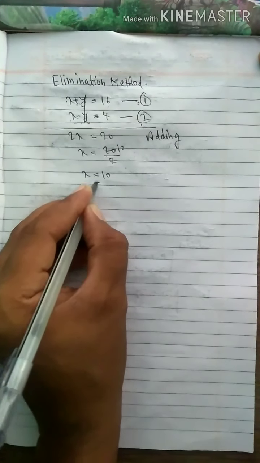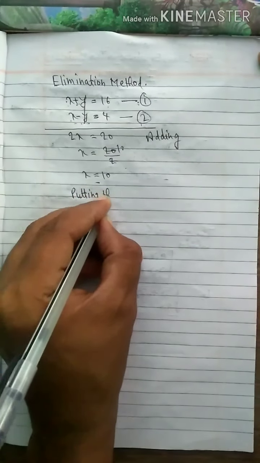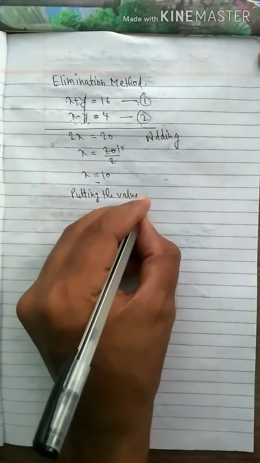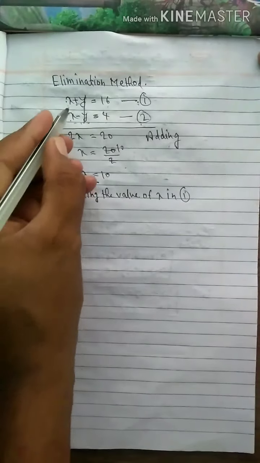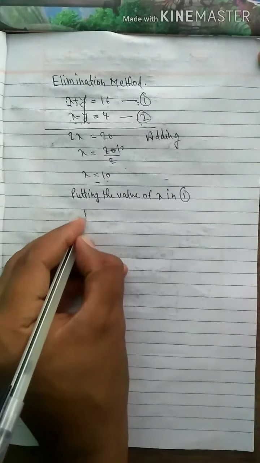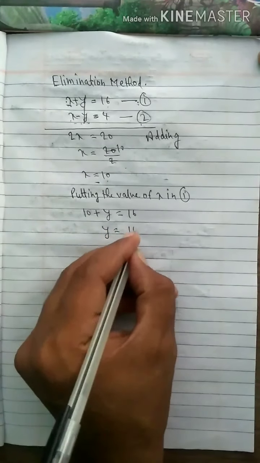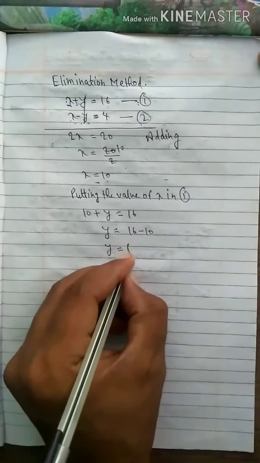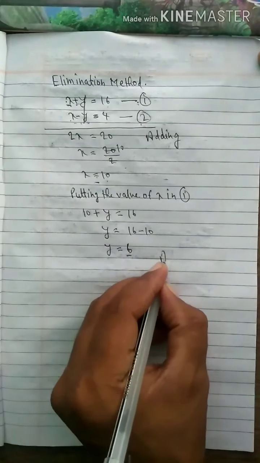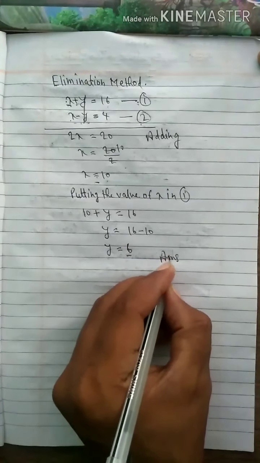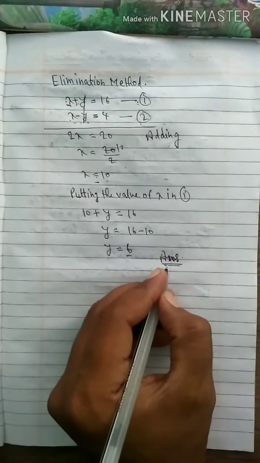And now putting the value of x in any one equation. So now putting the value of x in equation first. In equation first, at the place of x we will put 10. So now we can write 10 plus y equal to 16. And now y equal to 16 minus 10, y equal to 6. So now the same answer we get by the elimination method. So now this is your answer. So this is your elimination method.